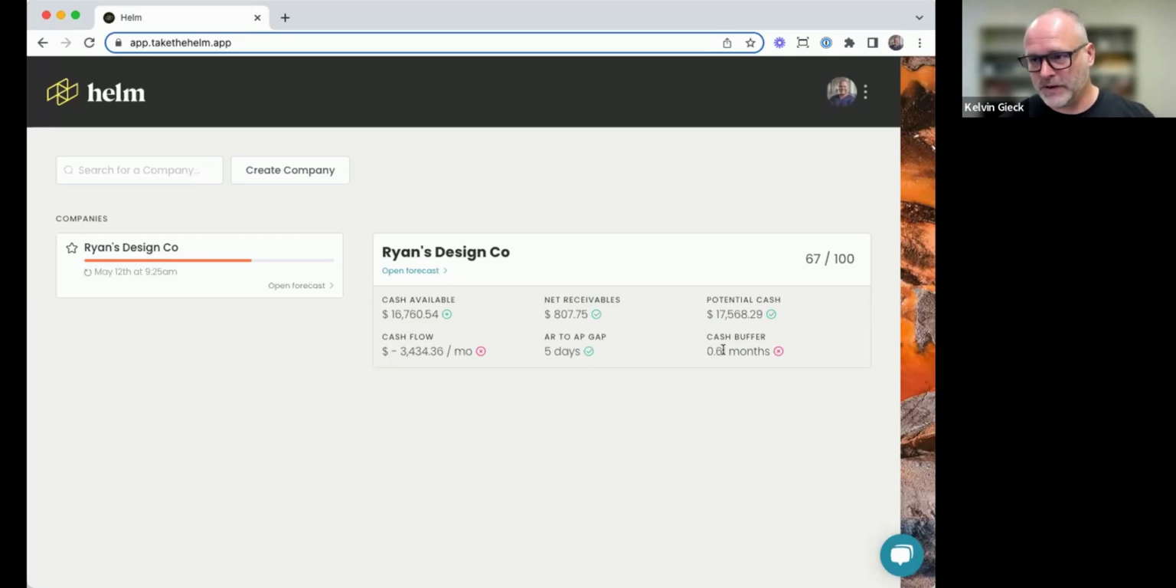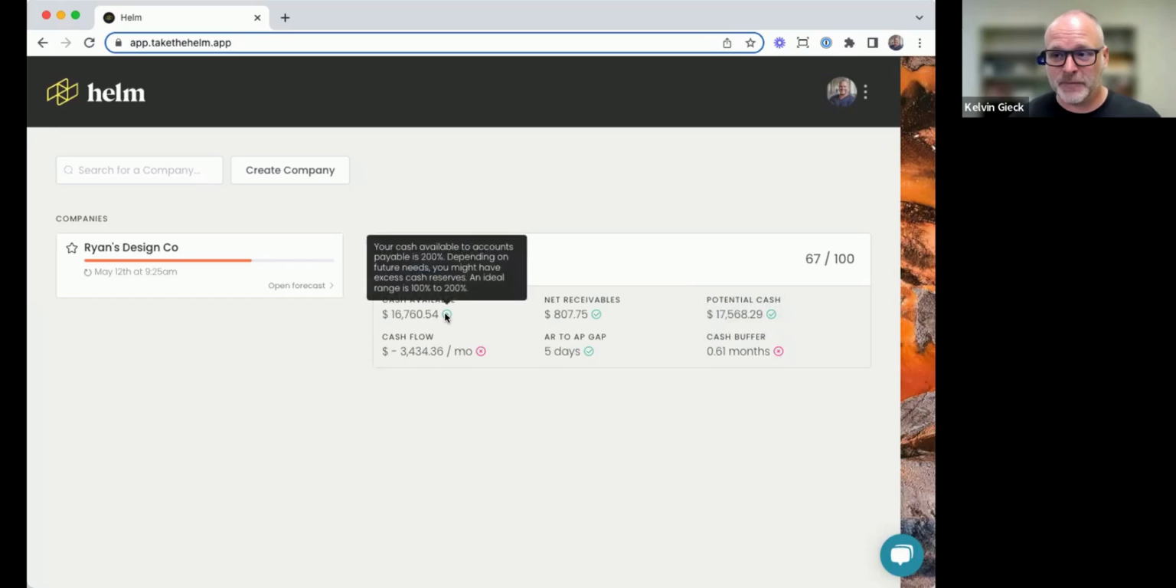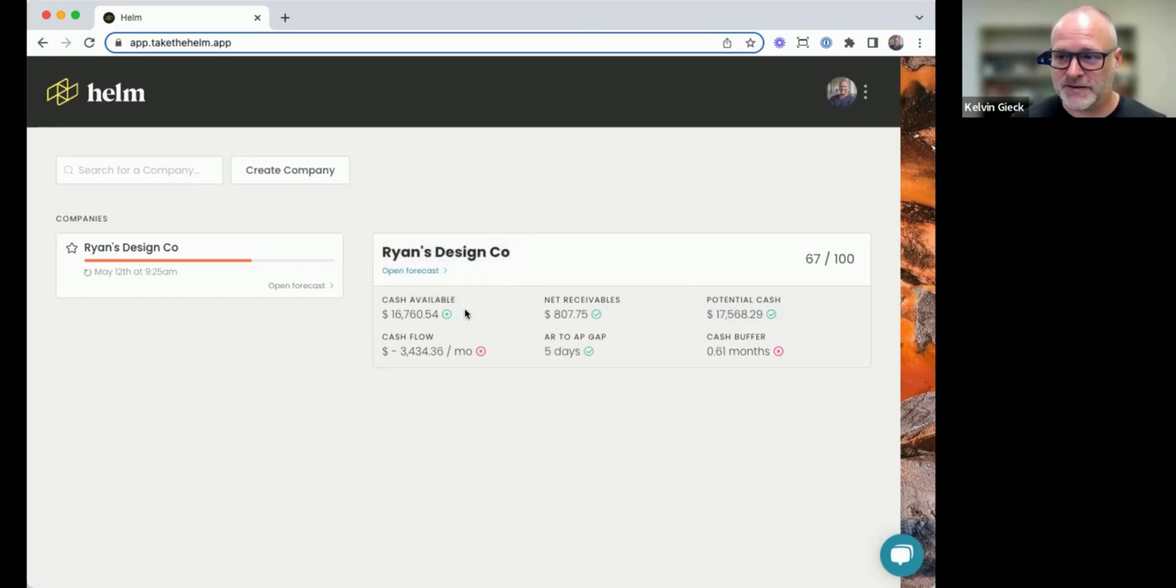And here you can see we've got 0.61 months, which is a big red flag, because typically we've also got these pop-ups in terms of guidance. Businesses should aim to have 2 to 3 months of buffer at any point in time. And if you had that 2 to 3 months, you'd have a green check mark. You can also see here that we provide green pluses, because actually having too much cash in some cases is a bad thing. It means you're not utilizing your capital efficiently.